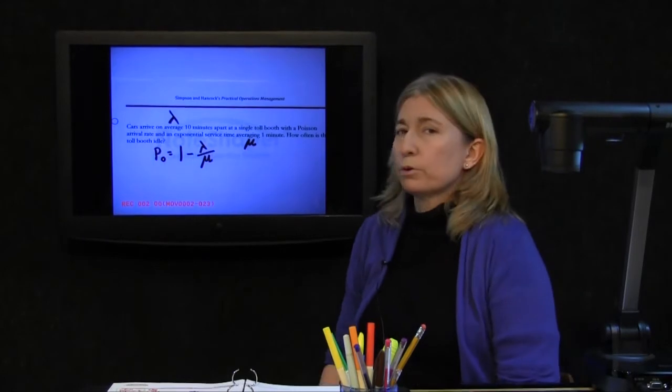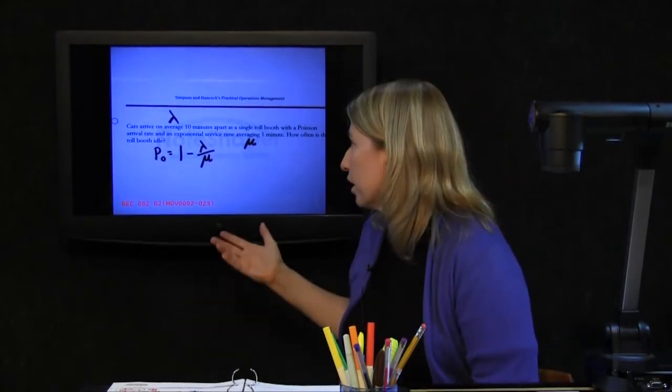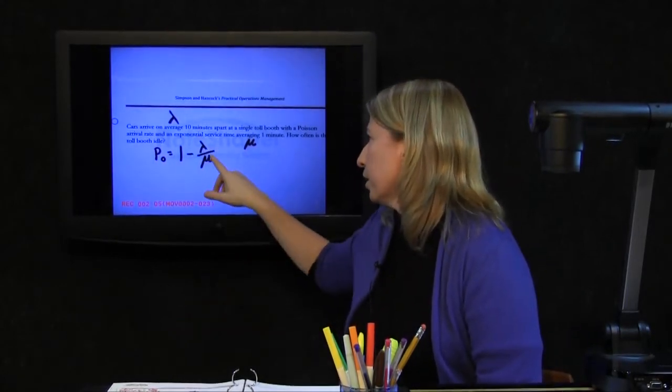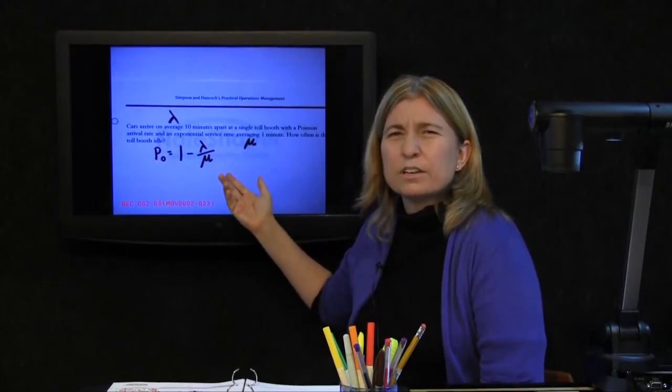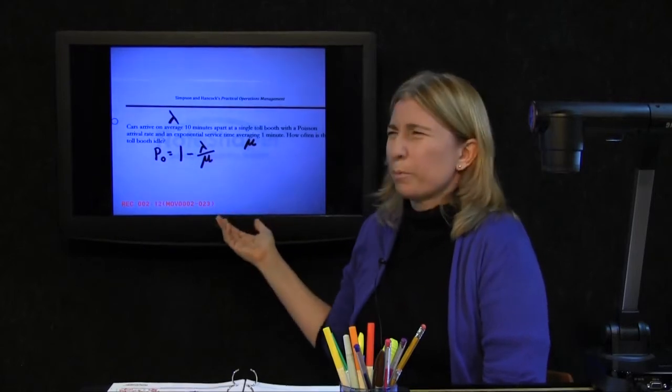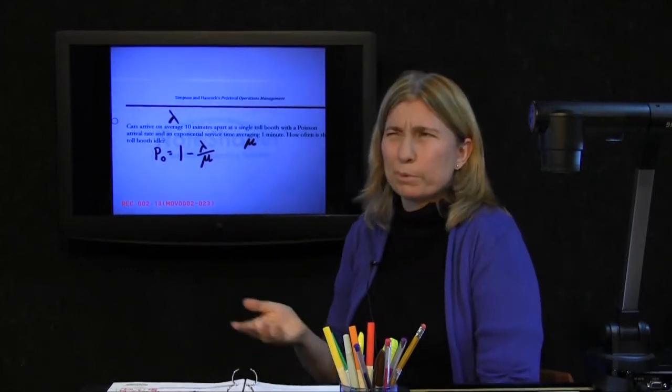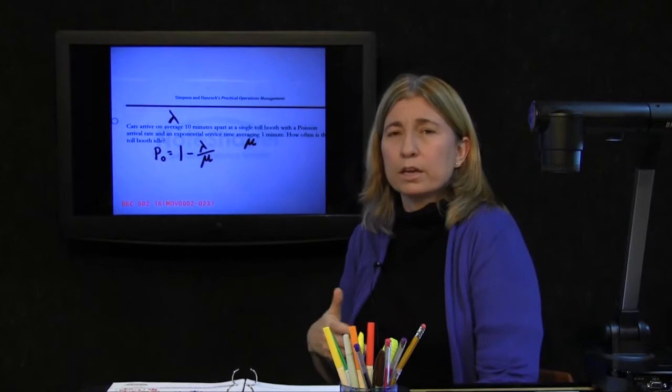So you might have tried this already. Well, that's 1 minus the 10 divided by 1, or 1 minus 10. 1 minus 10 is negative 9. Wait a minute, this is not working at all. What proportion of the time is a toll booth idle? Negative 9.